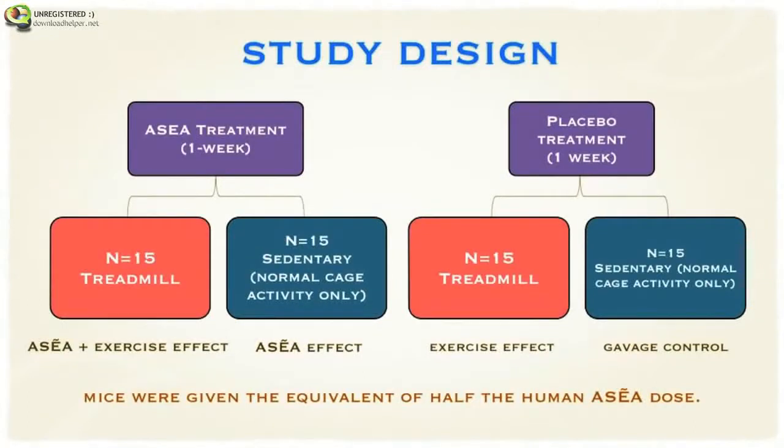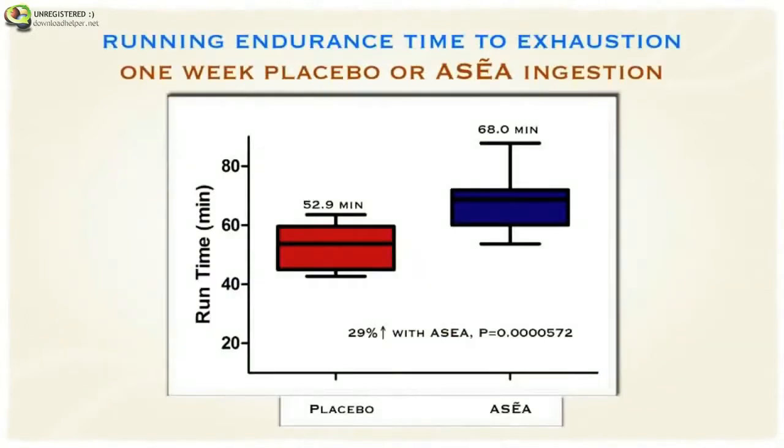So in this instance, 30 mice were divided into 2 groups, double-blinded, and then a washout and a crossover to do real science here. So here are the findings. After running on a treadmill to exhaustion, mice given ASEA showed a 29% better endurance than the placebo group. And this was an extremely excellent p-score of 0.0000572. Unequivocal difference.